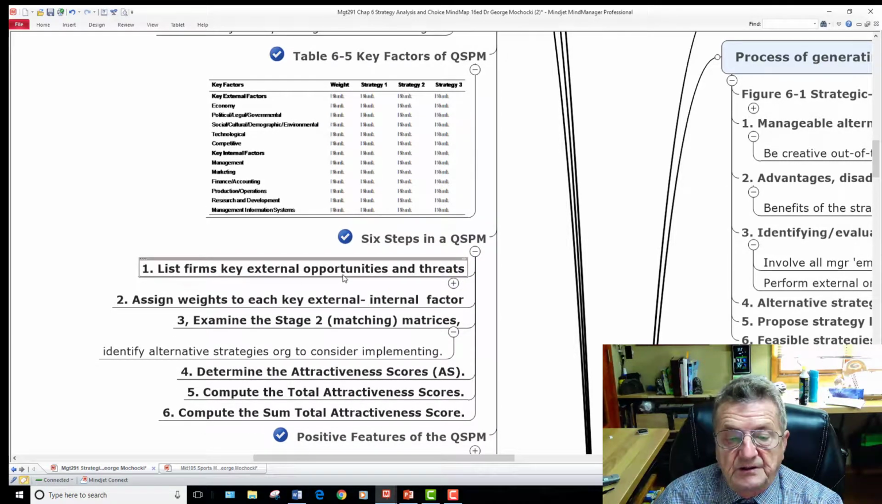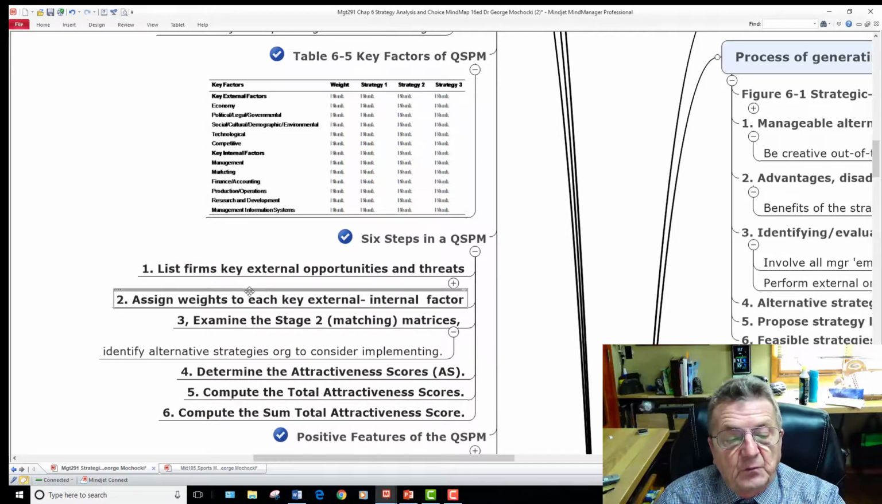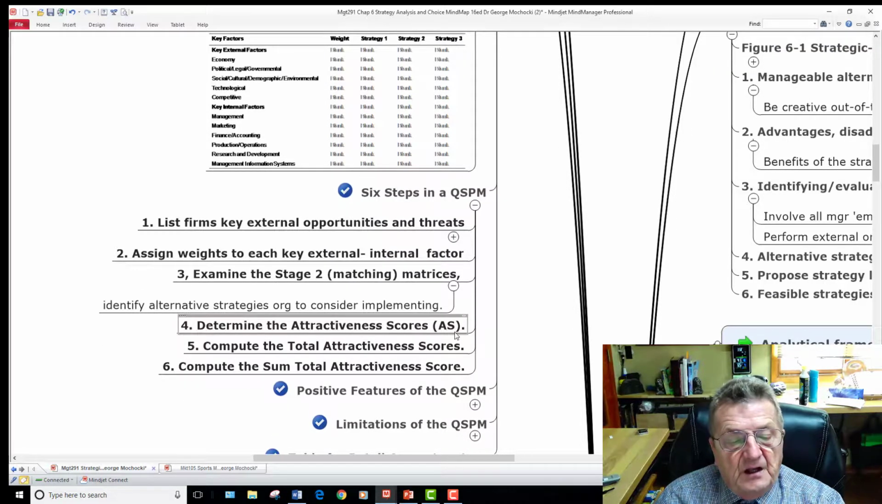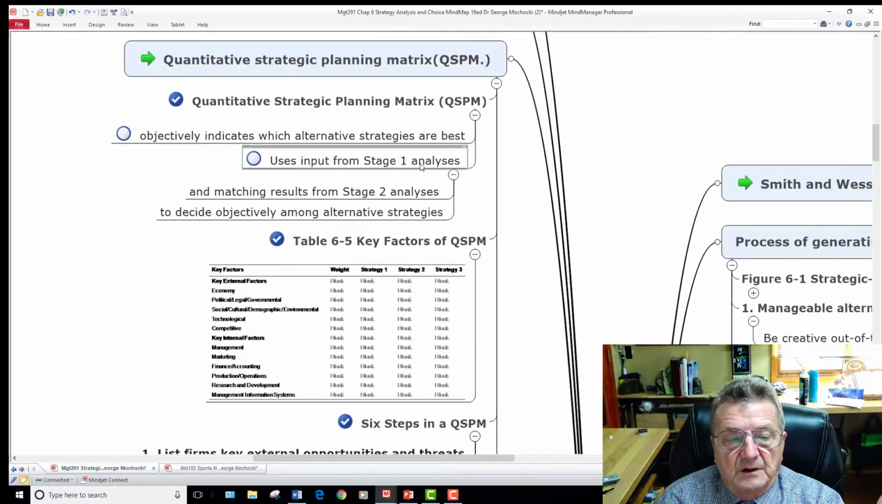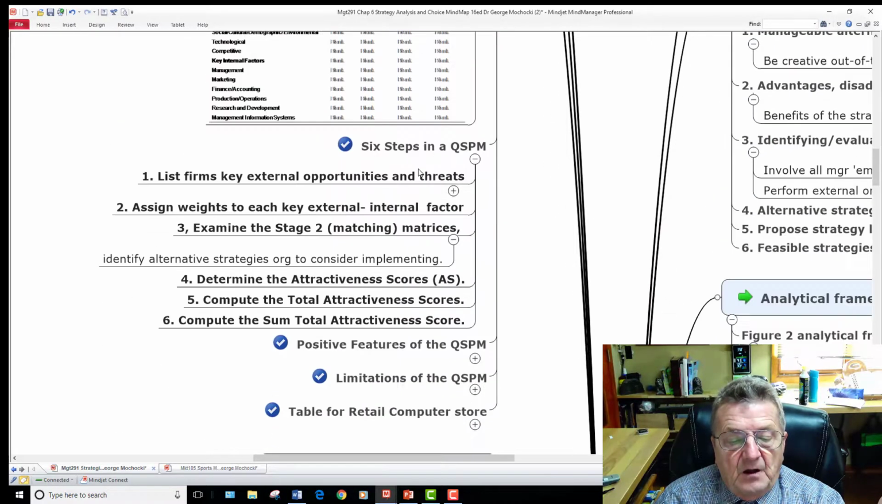List the firm's key external opportunities and threats. The other one, assign weights to each external factor. It's a probability. Which one weighs more? So you do a kind of ranking using either software or a mathematical formula. Okay. Determine attractiveness. Compute the total attractiveness scores. Compute the sum of the total. So that's what this one does when you look at the whole matrix on here.